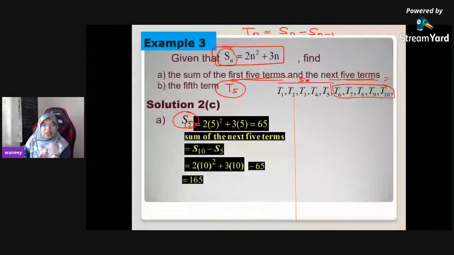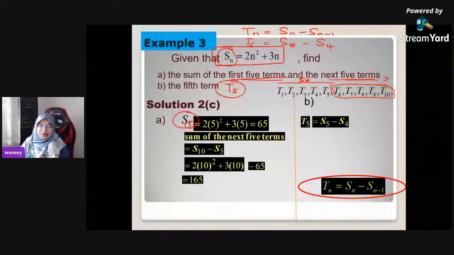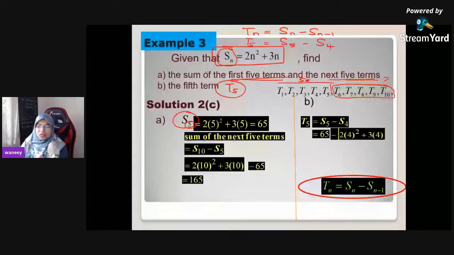Okay, so I want to get T5. That means S5 minus S4. We replace n with 5, and then replace n with 4. So S5 minus S4. For 65, we already calculated that part earlier. For S4, you substitute n with 4, so 2 times 4 square plus 3 times 4. Oops. So the answer for this one will be 21. Final answer.